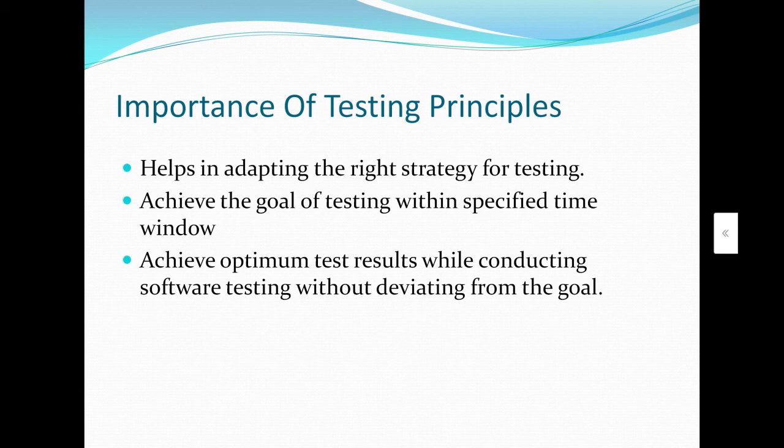It also helps in achieving optimum test results while conducting software testing without deviating from the goal. Now, the goal here is to achieve a bug-free or near bug-free application and find or detect a maximum number of defects within an application within a stipulated time period. So, in short, these testing principles give us a set of guidelines while planning a test, and it is very important in the testing process. So now let's look at these principles one by one and get an in-depth understanding of this.